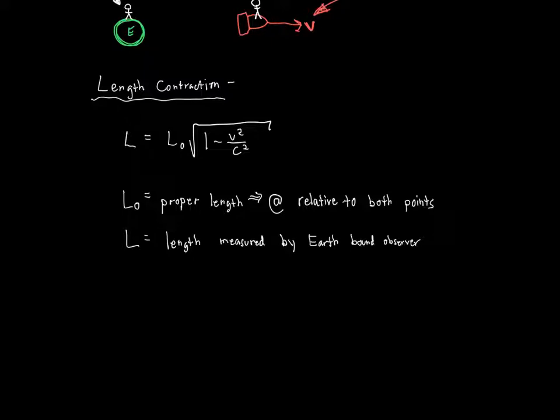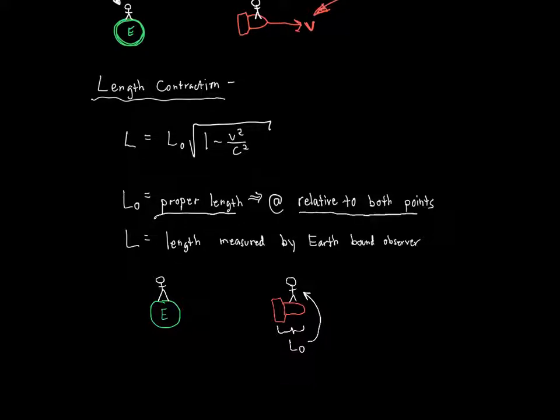So let's see that example again, in particular with our rocket ship. Let's draw our Earth. We have our person standing on Earth. They're going to measure the length of this rocket ship that's flying away. And we have our person standing on our rocket ship, at rest relative to this rocket ship. They're going to measure the length of this rocket ship. Their length that they measure is going to be L naught. And that's the proper length because I'm at rest relative to both points of the rocket.